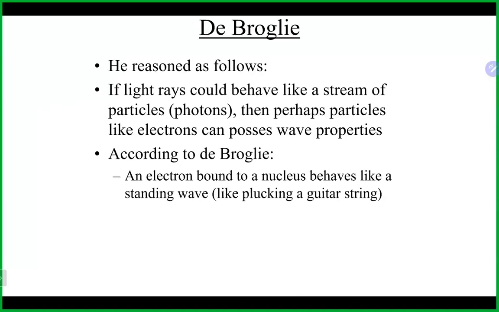But what de Broglie reasoned was this idea that light can behave like a stream of particles, like photons, and particles could also have wave-like properties. So electrons, which are particles, could have a wave-like function. And according to de Broglie, the electron is bound to the nucleus like a standing wave. So obviously, as we talked about, the nucleus is positively charged. Electrons are negatively charged, so there is going to be an attraction between them.